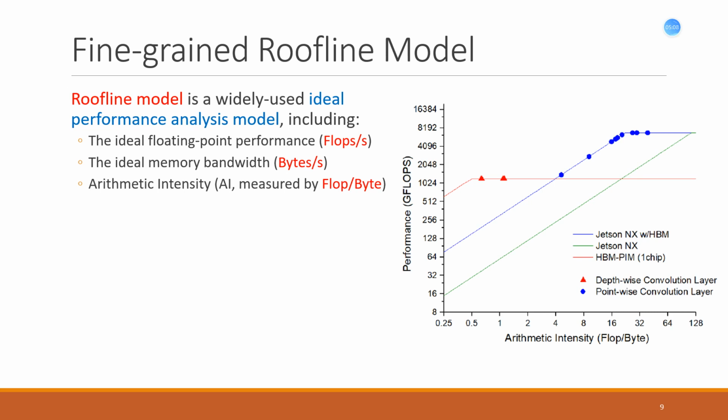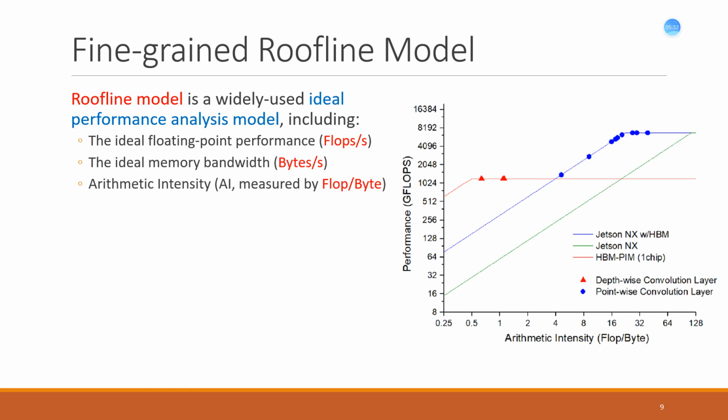Next, I will introduce our fine-grained roofline model. The roofline model is a widely used ideal performance analysis model. It takes the ideal floating point performance, measured in flops per second, and the ideal memory bandwidth, in bytes per second, to calculate an arithmetic intensity, AI, to indicate if a typical program is computation intensive or memory intensive.